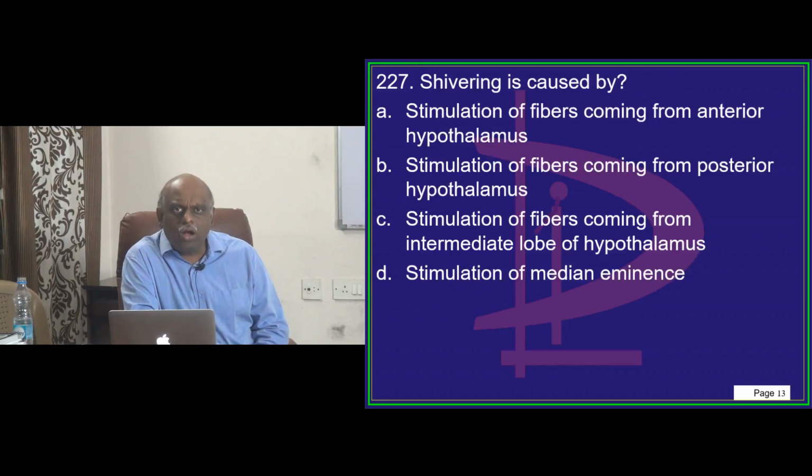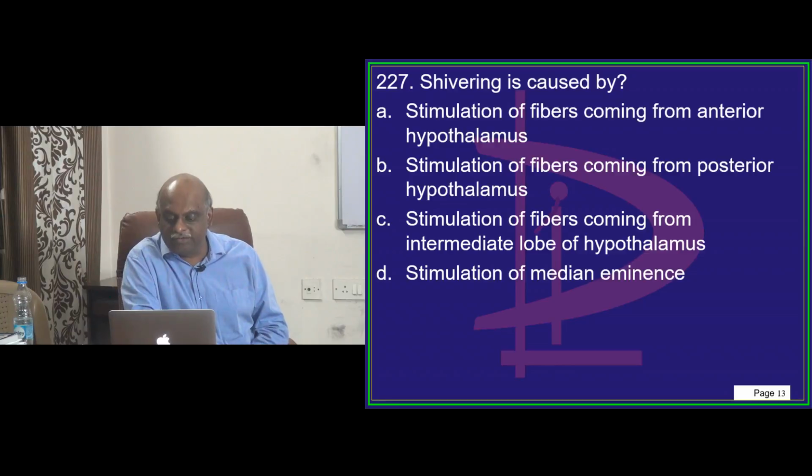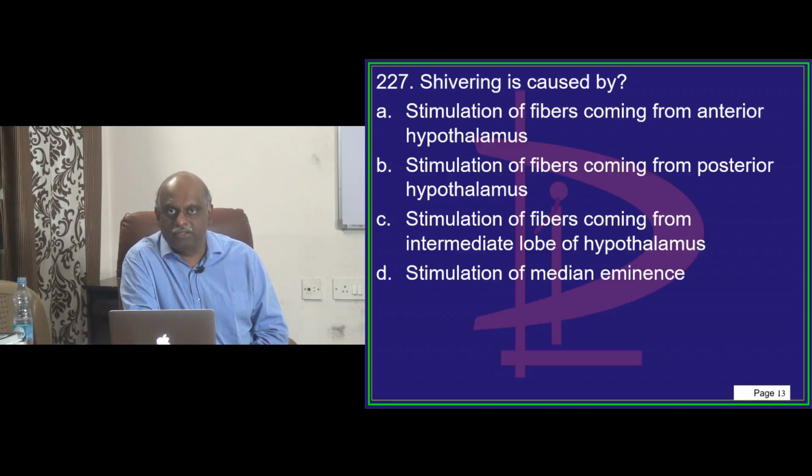Now, what leads to the development of shivering? If shivering is happening, what is the main underlying mechanism for the development of the shivering is my question to all of you. Question number 227. Yes. Shivering is basically caused by what? Yes.